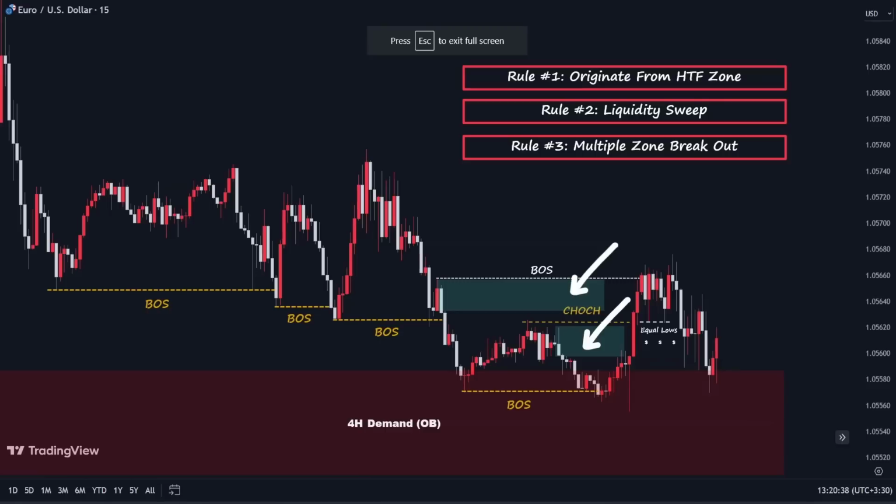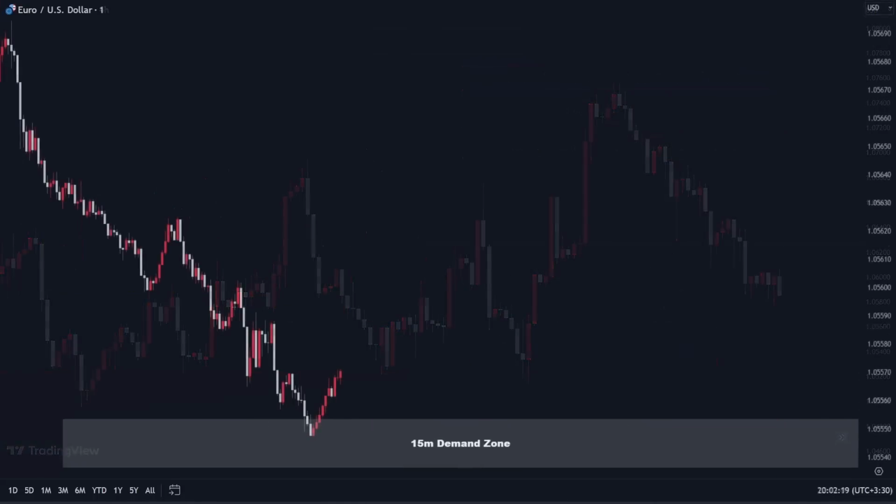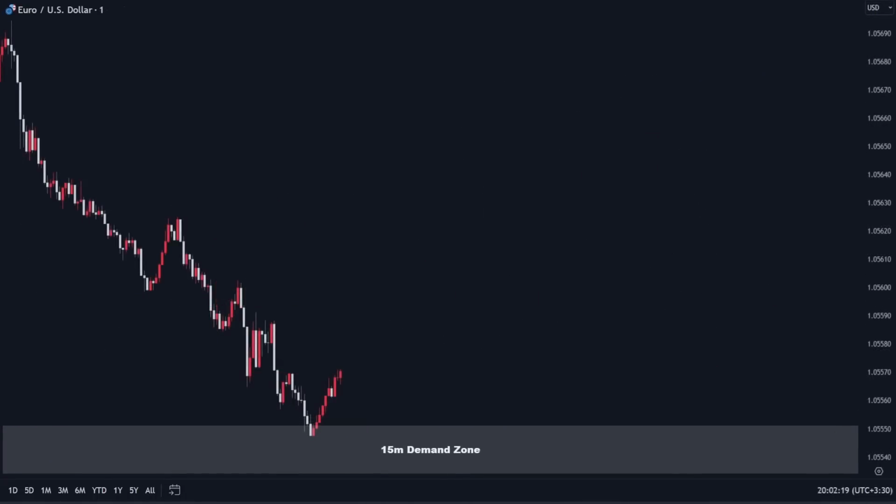Following the formation of the change of character pattern, in the next step, we identify and highlight the demand zone generated by the change of character's bullish wave on the 15-minute time frame. Next, we need to zoom into the 1-minute time frame and patiently wait for the price to tap into the identified 15-minute time frame's demand zone, triggering a reversal and creating a new change of character on the 1-minute time frame.